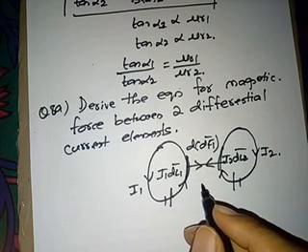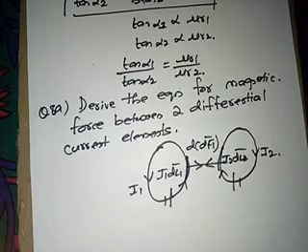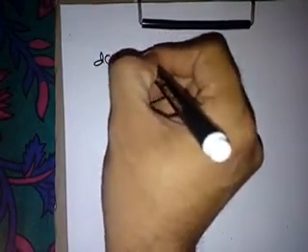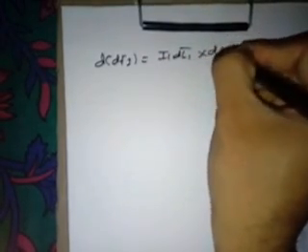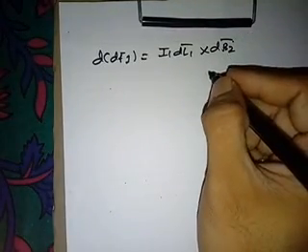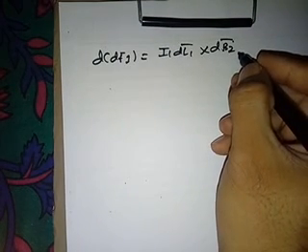So this force, that is the force exerted on a differential current element, is given by the equation d of dF1 is equal to I1 dl1 bar cross dB2 bar. So the force is I1 dl1 into the magnetic field intensity. Take it as equation 1.